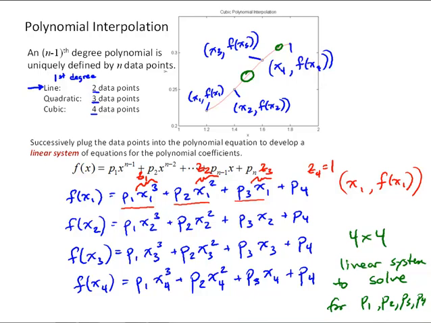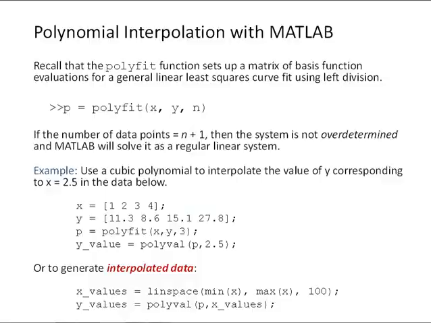But if you recall from the general linear least squares video where we talked about how polyfit works, that system was always overdetermined. Well, it turns out that if the number of data points is just n plus 1, or 1 more data point than the degree of the polynomial, then it's not an overdetermined system, and it'll be solved as a regular linear system using left division, and the resulting polynomial will be an interpolation instead of a curve fit.